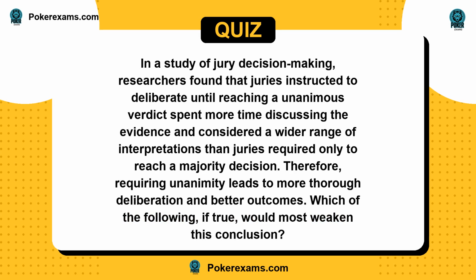Next question. In a study of jury decision-making, researchers found that juries instructed to deliberate until reaching a unanimous verdict spent more time discussing the evidence and considered a wider range of interpretations than juries required only to reach a majority decision. Therefore, requiring unanimity leads to more thorough deliberation and better outcomes. Which of the following, if true, would most weaken this conclusion?